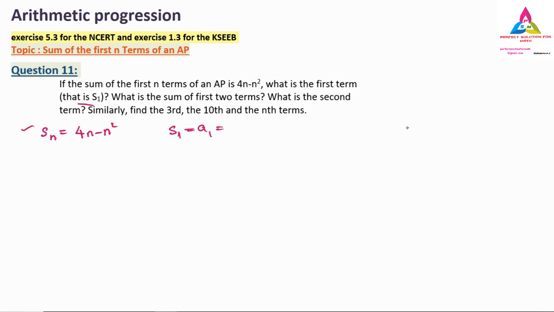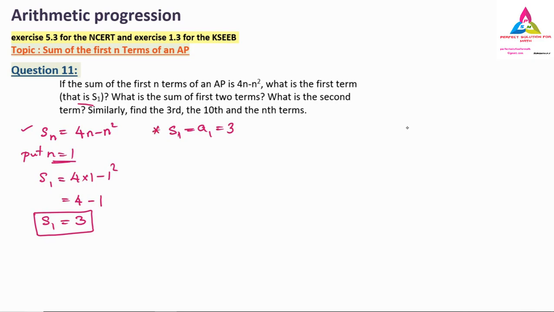So here in this equation, Sn we have, so we have to put n is equal to 1. So S1 is equal to 4 into 1 minus 1 square, because n square is nothing but 1 square. 4 ones are 4, minus 1 square is 1. So what is the S1 value? It is nothing but 3. So here the A1 value will become 3. This is the first one we found.